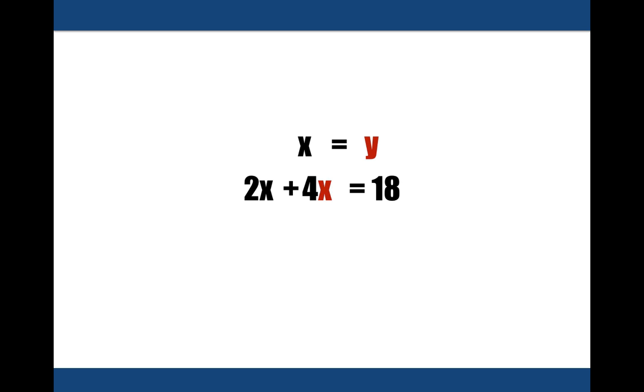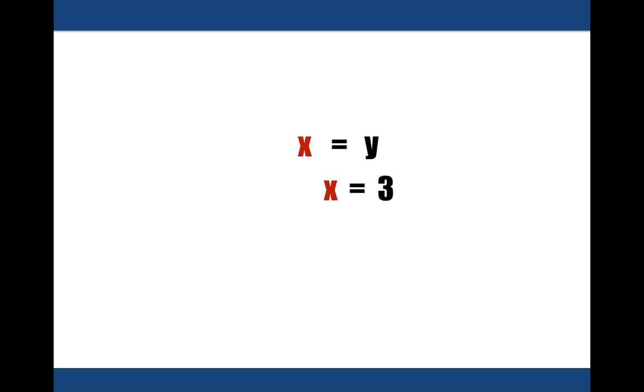I'm left with 2x plus 4x equals 18. And that's 6x equals 18. Now I just need to continue my algebra by dividing by 6. That leaves me with x equals 3. So now I have the value for x. My next goal is to then identify the value for y.